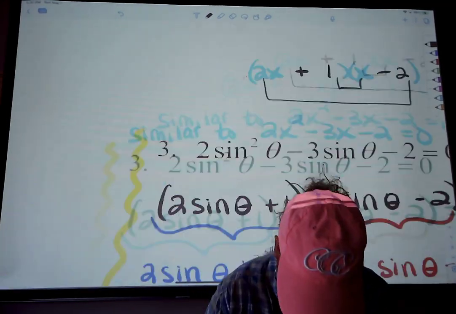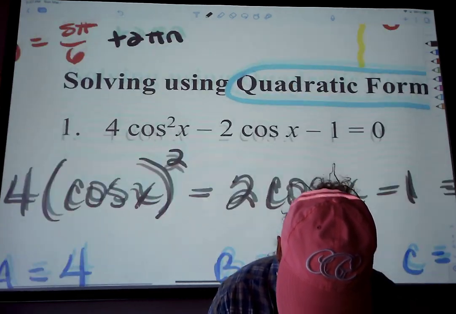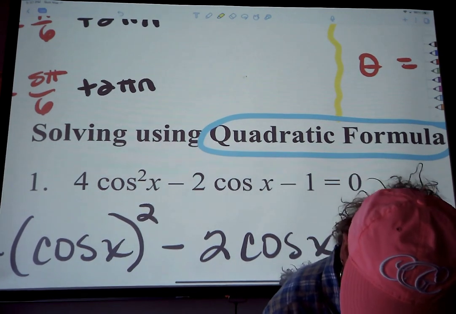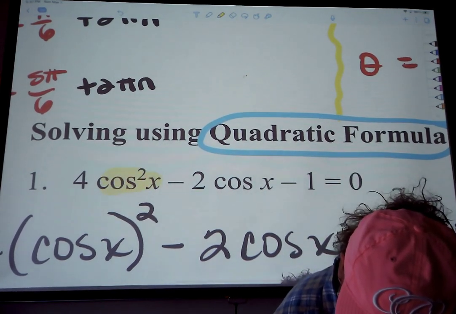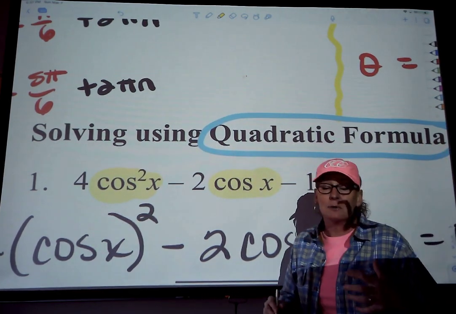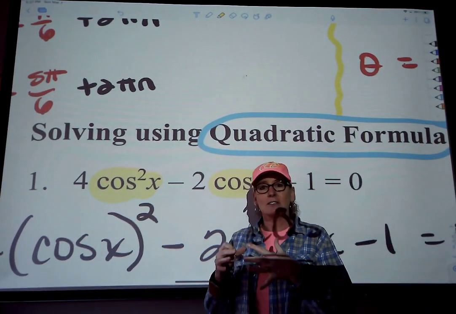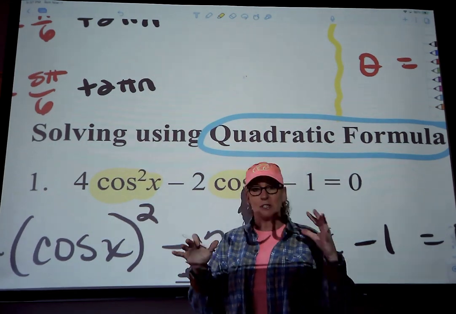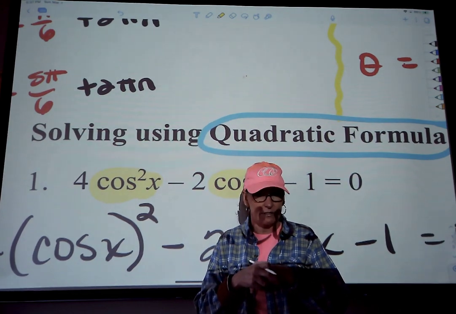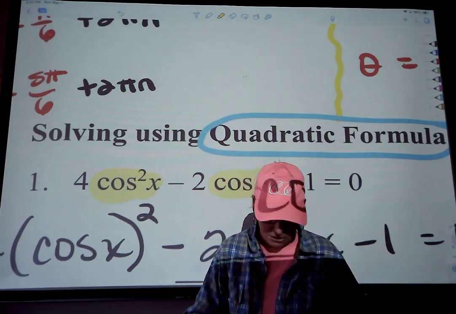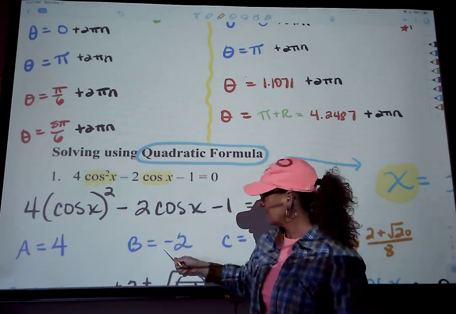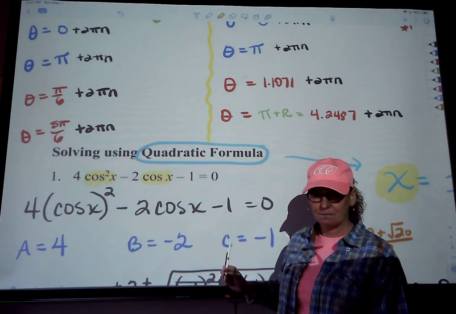But this time, when I use the quadratic formula, what's being squared? Well, cosine is what's being squared, and cosine is what's here. So really, when I do my quadratic formula, I'm not solving for x. When I do opposite of b plus or minus the square, I'm actually getting the cosine of x. So, watch how I set it up. I've got a is 4, b is -2, c is -1.